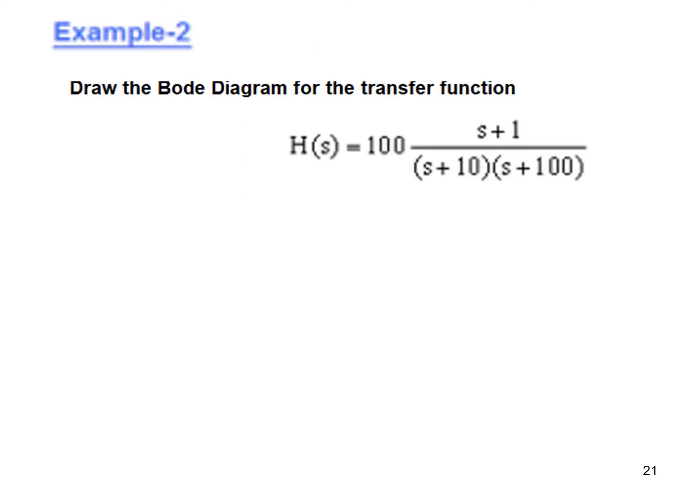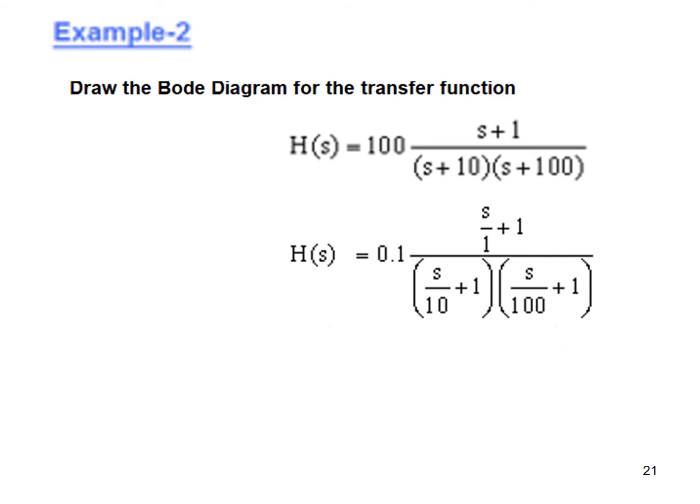Let's do another example. Now in this example, you can see we have a constant here, we have a zero, and we have two poles. Following the same technique, we just bring it into the standard form.